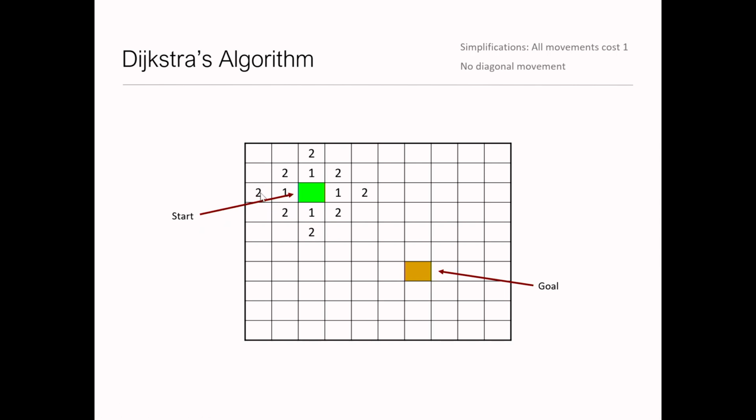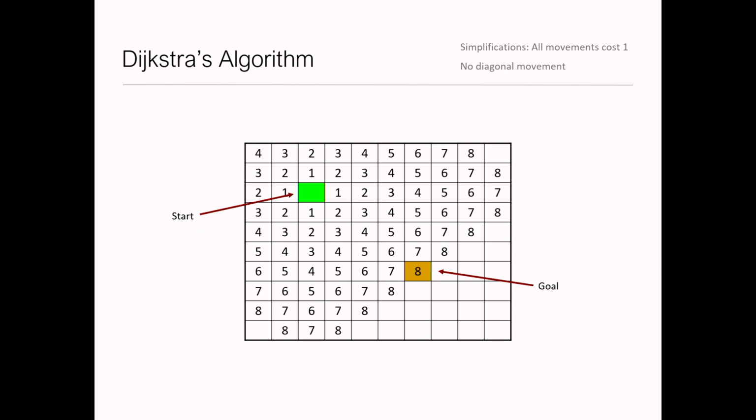And now you've got a bunch of twos. You can see that the squares are being labeled with the number of steps you need to get to that square. You do the same thing for the twos, and now you get all the threes. And you just keep on going: 4, 5, 6, 7, 8. Now, depending on how you've implemented the algorithm, when you reach the goal, you can stop.